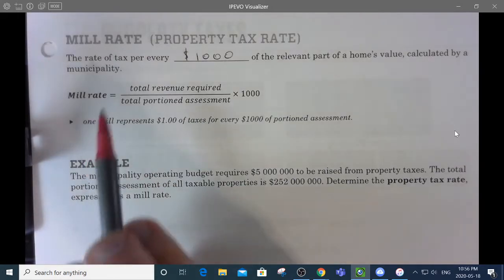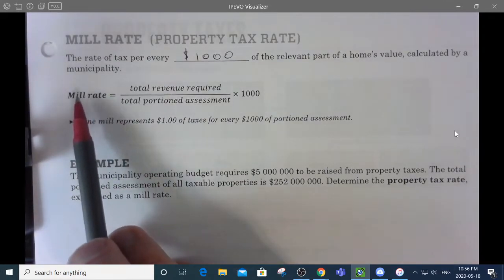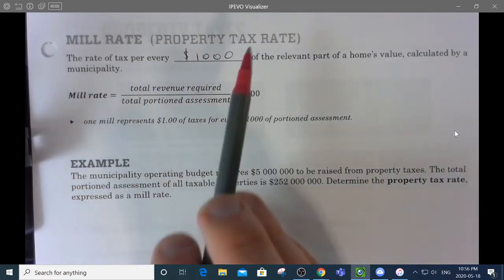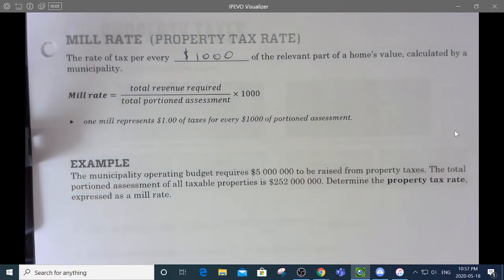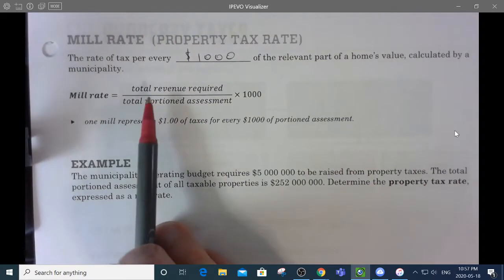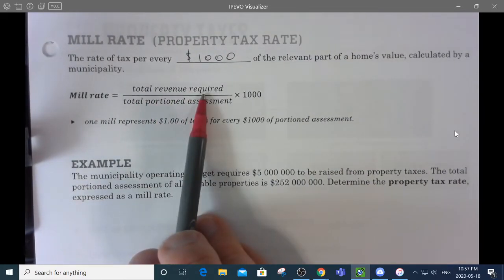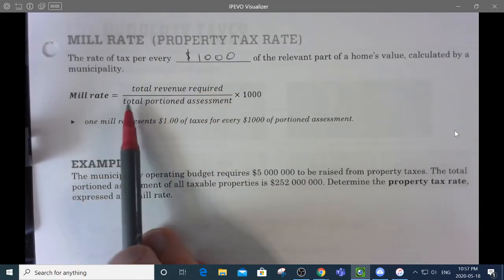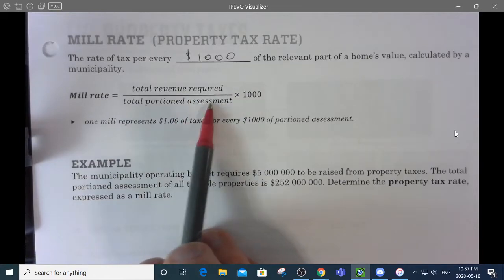For those of you who remember from your metric system, a millimeter is 1,000th of a meter, so it makes sense that the mill rate is talking about every $1,000 of property. The mill rate is the total revenue required to run the town or the municipality, the neighborhood. It's the total revenue required divided by the total portioned assessment times 1,000.